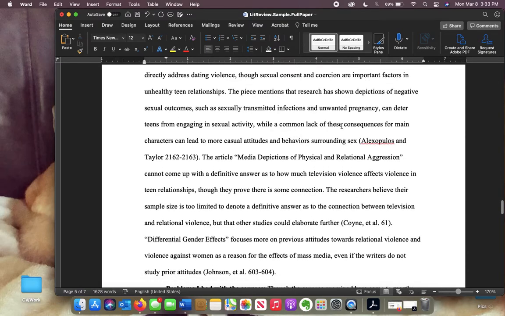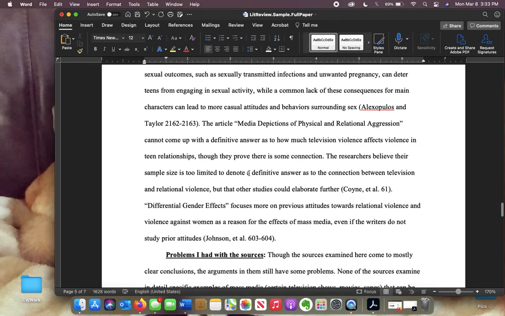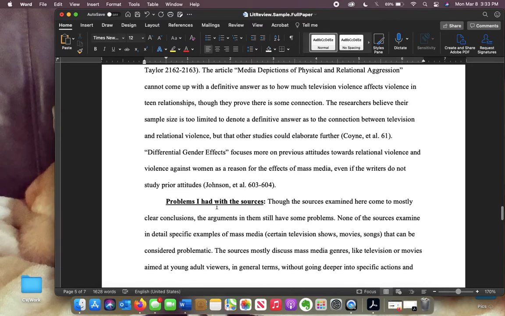And then talking about lack of consequences. This one mostly focuses on that there's some connection, but their sample size is too small, so they can't really actually answer what the connection is. And then the third one focuses more on previous attitudes, but they don't actually study the previous attitudes. They just talk about the change that they saw within their study.